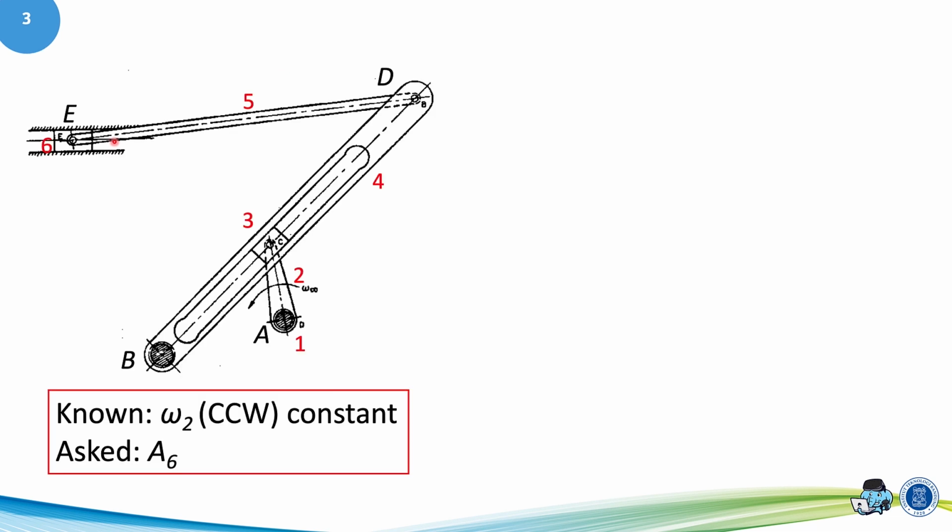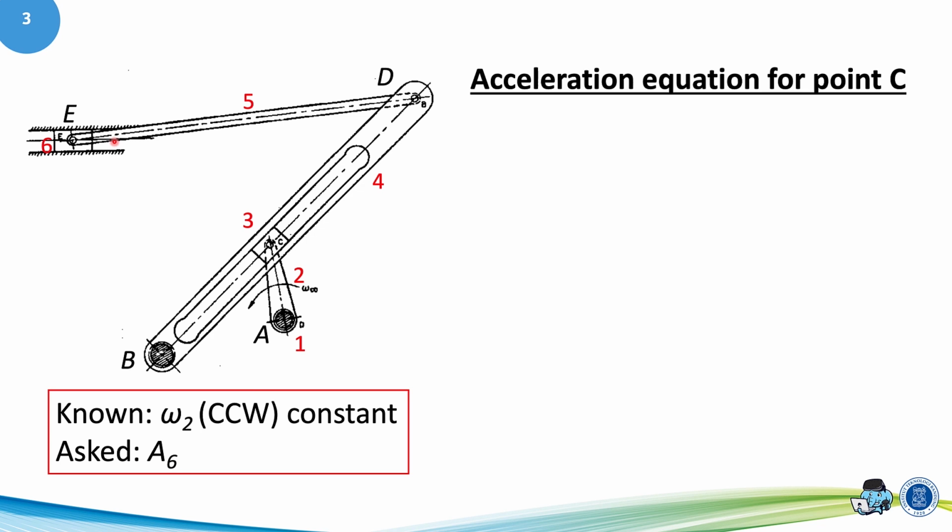After we conduct the velocity analysis, we can continue to the acceleration analysis. Again, we can adapt or change the velocity equation to the acceleration equation. The velocity equation, you can review it in the last week module. And we can get AC3 equal to AC4 plus AC3C4. The point C is here.